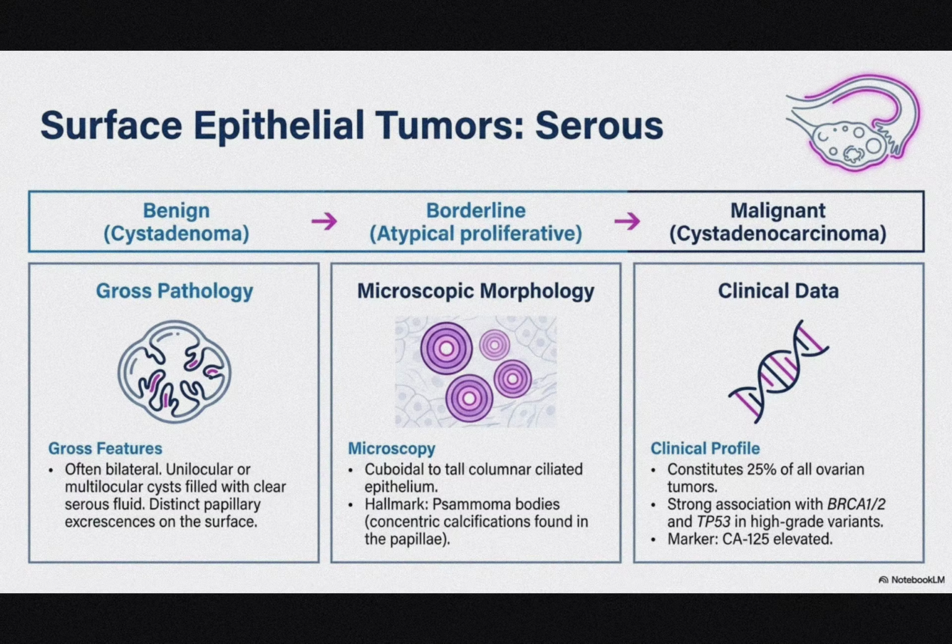About the clinical profile, it constitutes 25% of all the ovarian tumors. It has a strong association with BRCA1, BRCA2 and TP53 in high grade variants. Its serum marker is CA125, which is elevated.